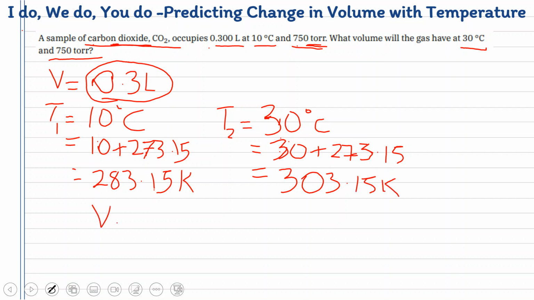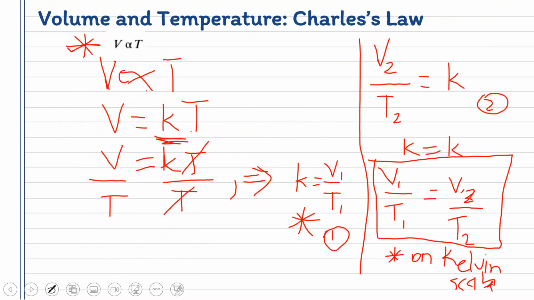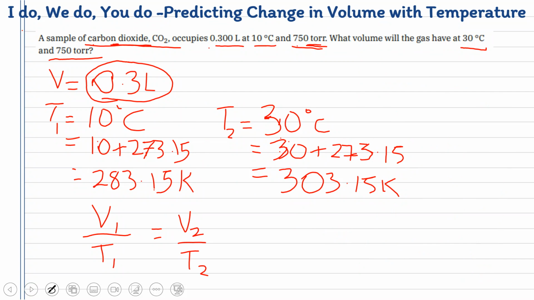Now the rest is the formula. Remember, our formula says that V1 over T1 should be equal to V2 over T2. At least, is that what our formula said? Yes, that's what our formula said. So we're on track. Now, what we are looking for is V2. That's what we don't know, because they asked what volume. Oh, sorry, I was trying to put a question mark here.